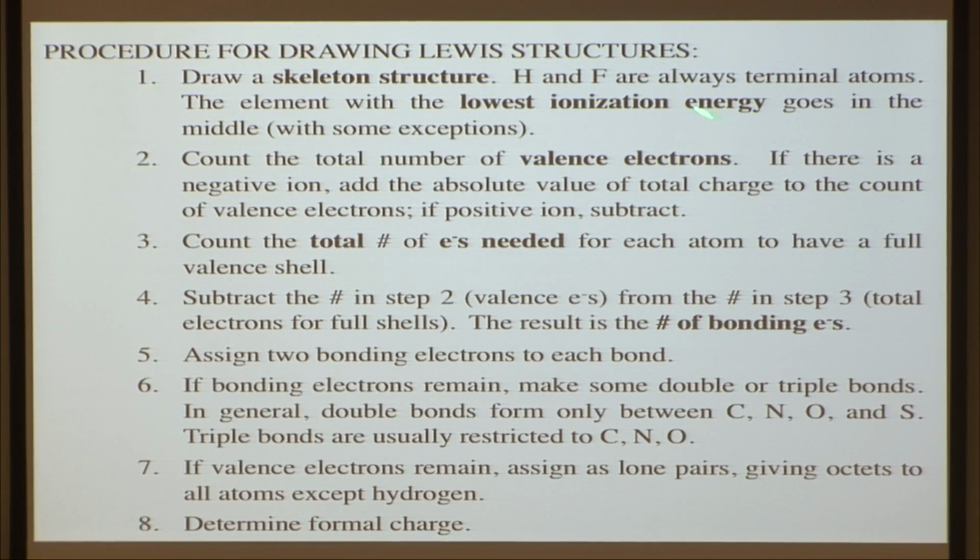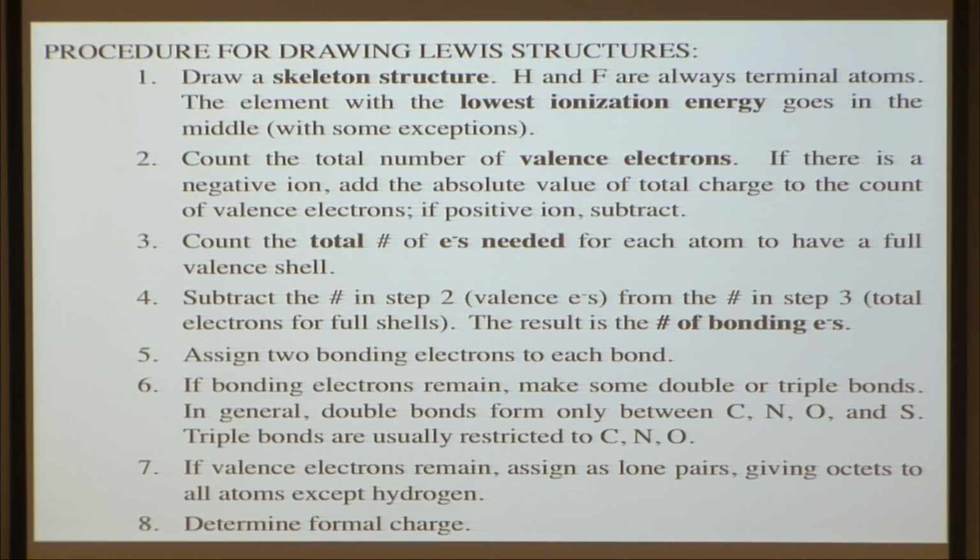You want to count the number of valence electrons. If there's a negative charge, you need to count that in. Or if there's a positive charge, you need to subtract that from the total. Then you want to figure out the total number of electrons needed, so everyone has their full valence shell. You need to subtract these 2 to get the number of bonding electrons. And it's really easy to make math mistakes here. So if your structure makes 0 sense at the end, go back and check your math.